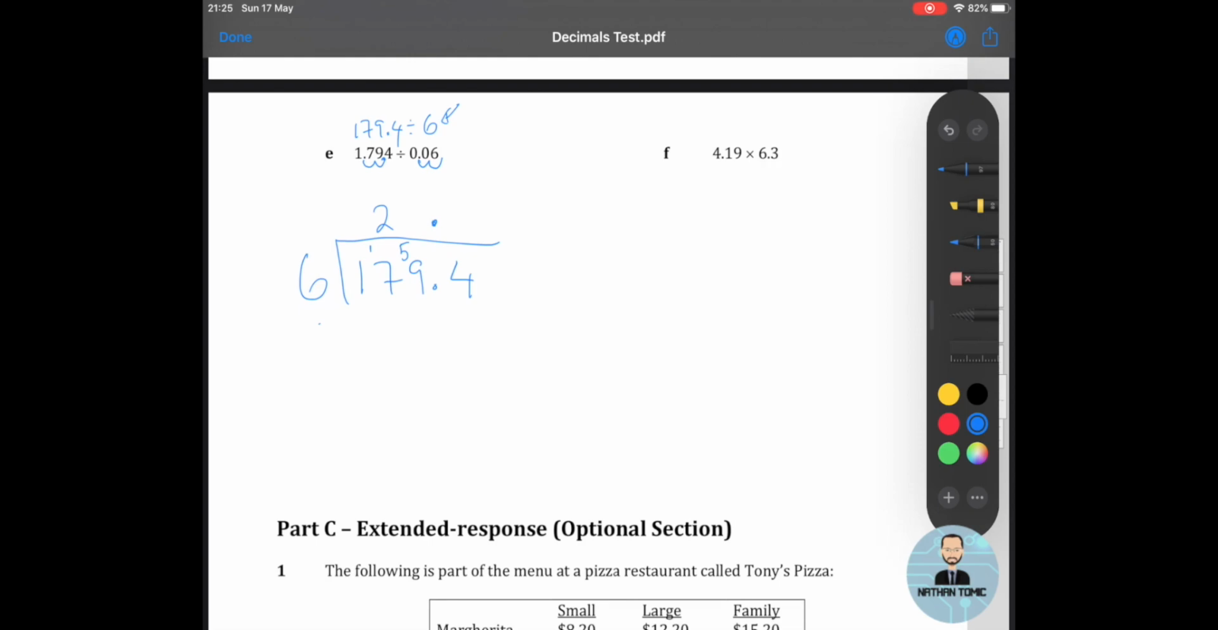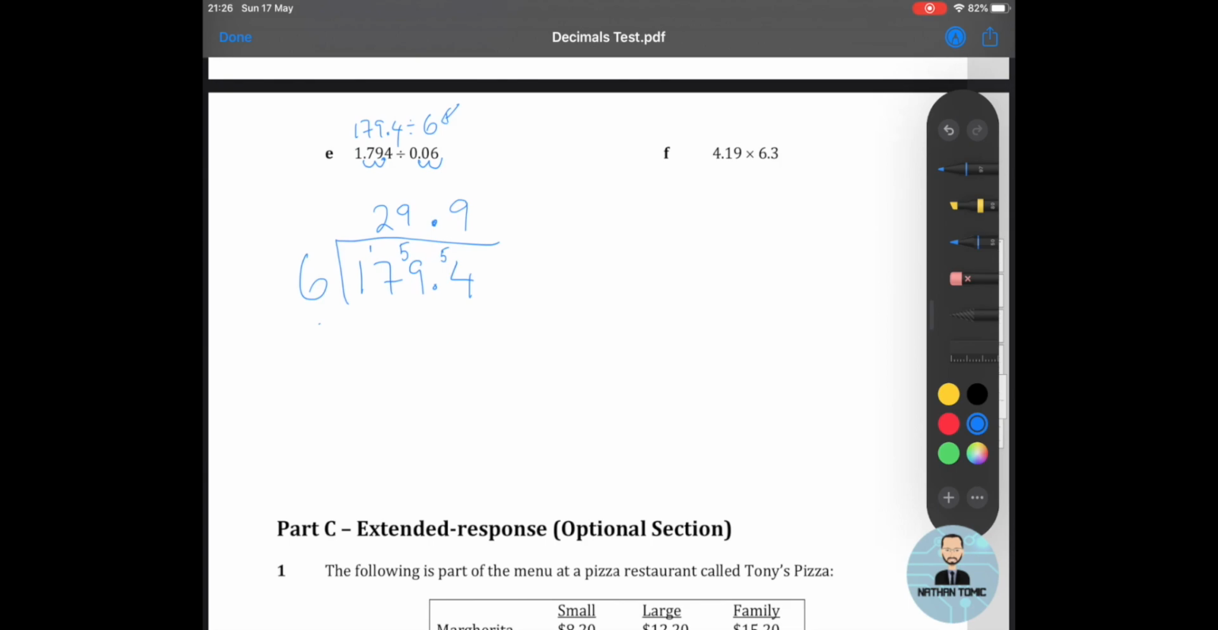Okay, and then we've got 9 6s are 54, so 9 goes up the top, and it was 54, so that leaves us 5, apologies. So 5 goes across into the next column, and of course we just said 9 times 6 is 54, so another 9 up the top, and we've got nothing left over now, nothing to bring across, so our final answer is 29.9.